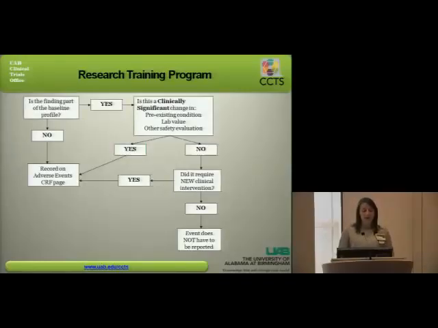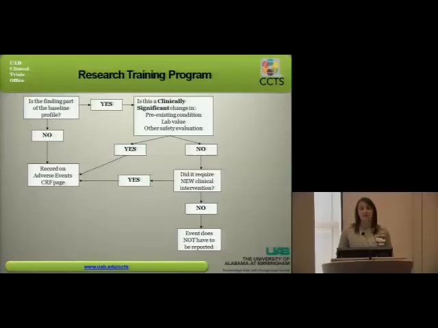So this is a diagram of a way you want to follow to see if something should be an adverse event or not, and if it needs to be reported. First you want to ask yourself, is the finding part of the baseline profile? If the answer is no, then you do want to record this adverse event on your case report form. If the answer is yes, then you want to ask, is it clinically significant?